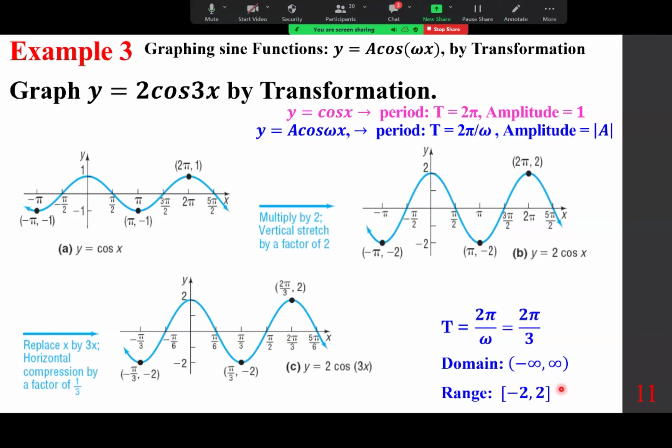So a quick recap. First, the effect of a 2 is that it stretches along the y-axis. So every x coordinate remains unchanged, every y coordinate gets doubled up. And the effect of 3x is that the period shrinks by a factor of 3, becomes 2 pi over 3. And so for every x coordinate, we divide by 3, and we keep the same y coordinates.